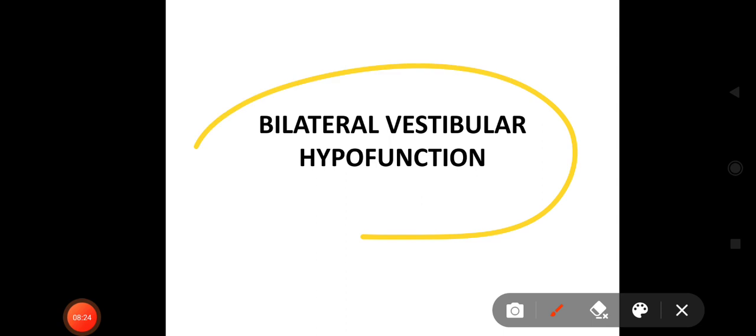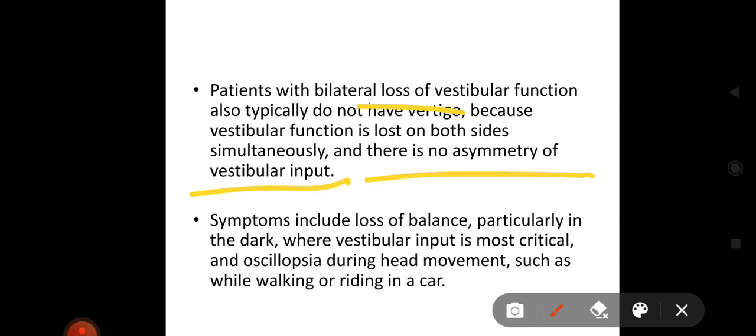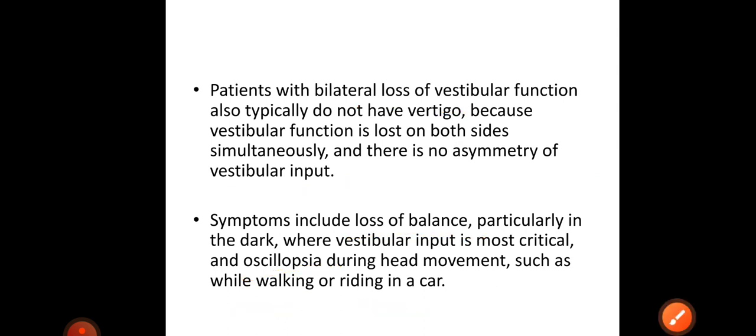Next is bilateral vestibular hypofunction. Patients with bilateral loss of vestibular function also typically do not have vertigo because vestibular function is lost on both sides simultaneously and there is no asymmetry of the vestibular output. Vertigo commonly occurs because of the asymmetry of the vestibular output. So in case of bilateral loss of vestibular function, vertigo rarely happens. Symptoms include loss of balance, particularly in the dark where vestibular input is the most critical part, and oscillopsia during head movements such as while walking or riding in a car.